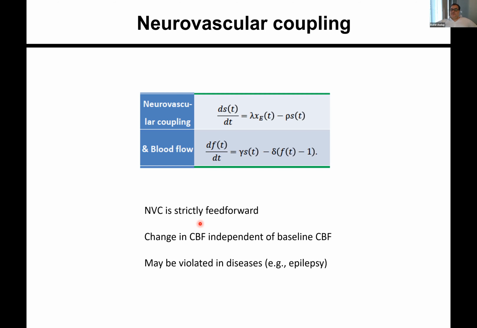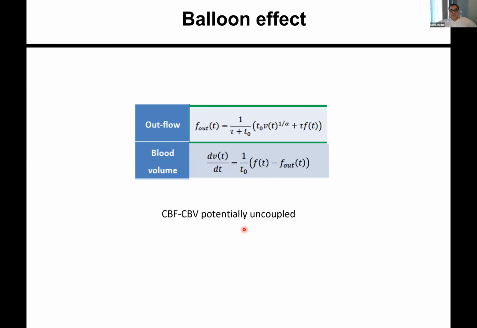Some people assume that there's a feedback element, which means how much the blood vessels dilate depends on how much they are already dilated, so for the same neuroactivity change, you can get different blood flow change depending on the baseline level. I don't think this is true, but this is a controversy in the literature. One point to keep in mind is that this might be violated in diseases, for example epilepsy, where I think the neurovascular coupling is affected. Then I argue that blood flow and blood volume can be uncoupled, which means if the outflow is delayed, then you have blood flow and blood volume uncoupled, and this is called the balloon effect.